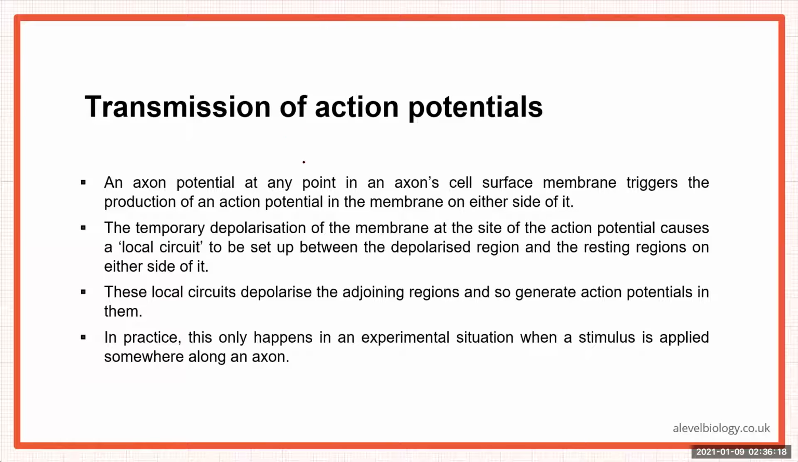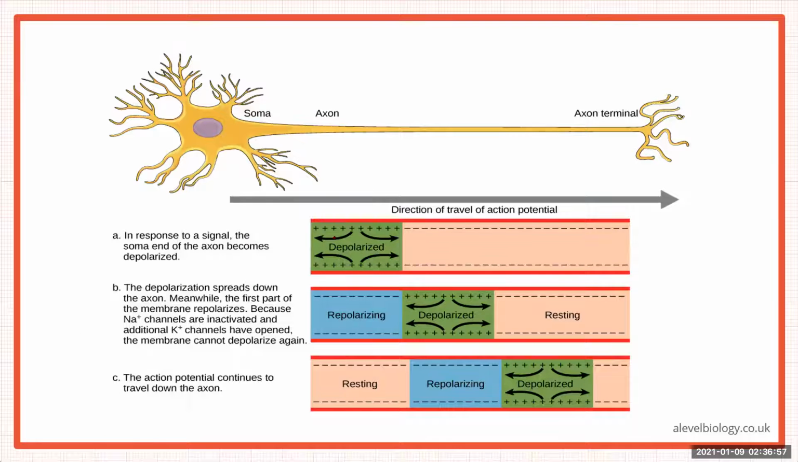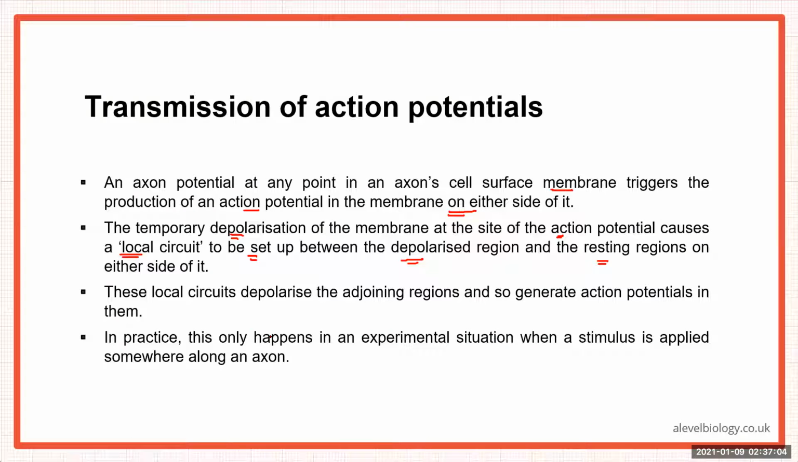So the action potential at any point in an axon cell surface membrane triggers the production of an action potential in the membrane on either side of it. When we say on either side of it, it means this movement of positive charges inside from outside. This temporary depolarization of the membrane at the site of the action potential causes a local circuit, because now the positive charges have moved in. This local circuit sets up between the depolarized region and the resting regions on either side of it, because the part above it is also at rest and the part behind is also at rest, right? So it is localized. You can look at this diagram also. This is a localized part, then it happens here next to it, then it happens here. These local circuits depolarize the adjoining regions and so generate an action potential in them, right?